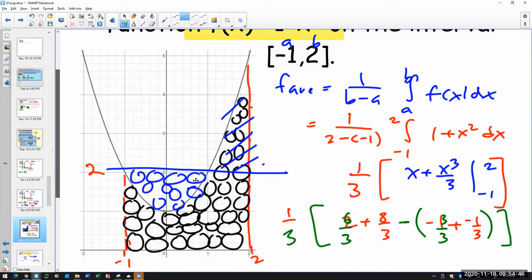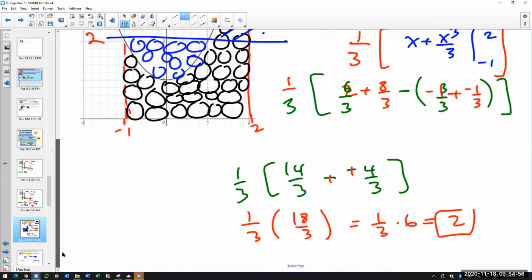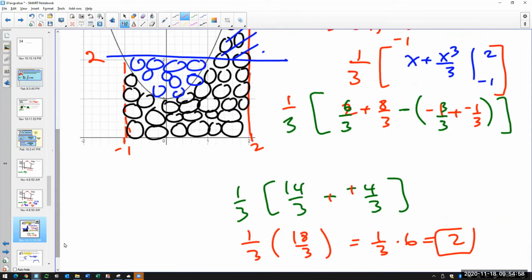All right. Then if you look at your homework, the first 3 problems are really just doing average value. Yes, Ben? Where? You're good? Okay.